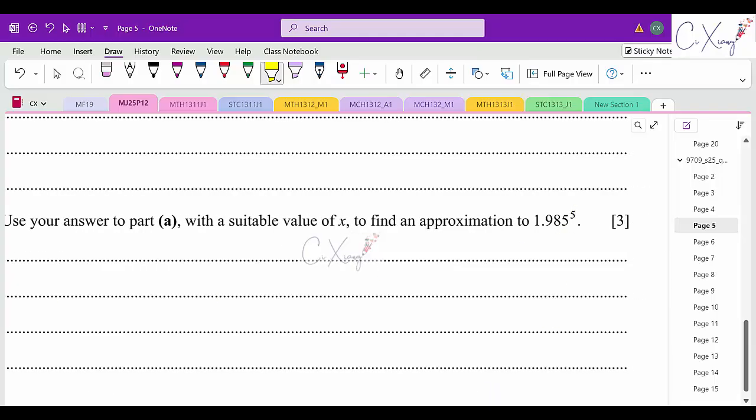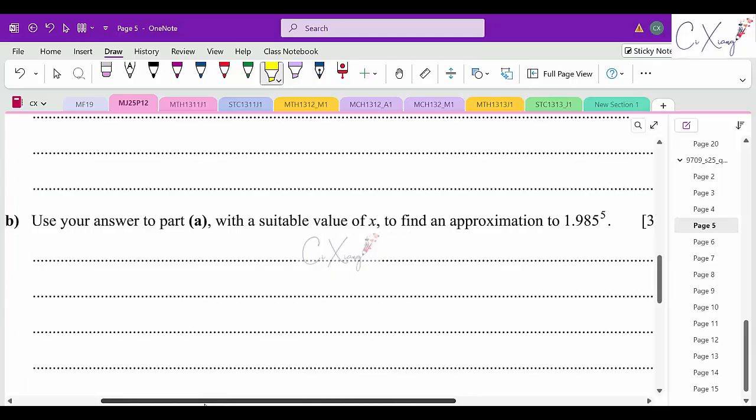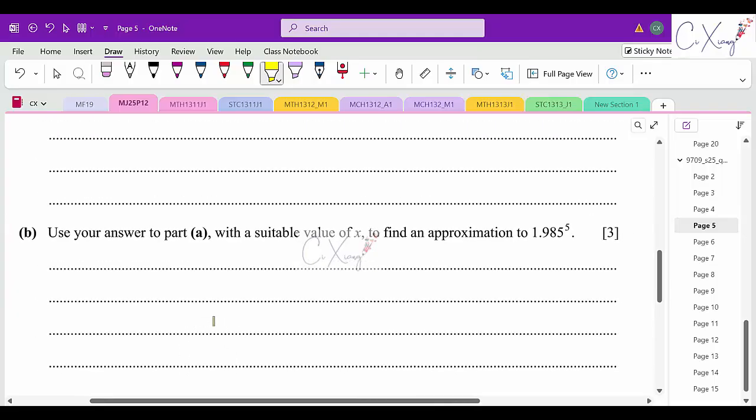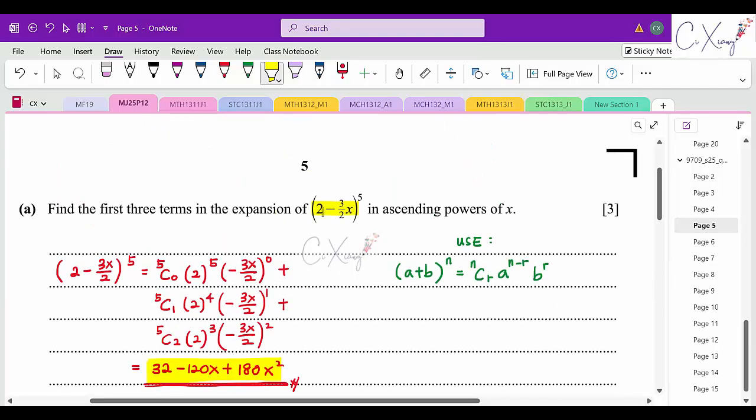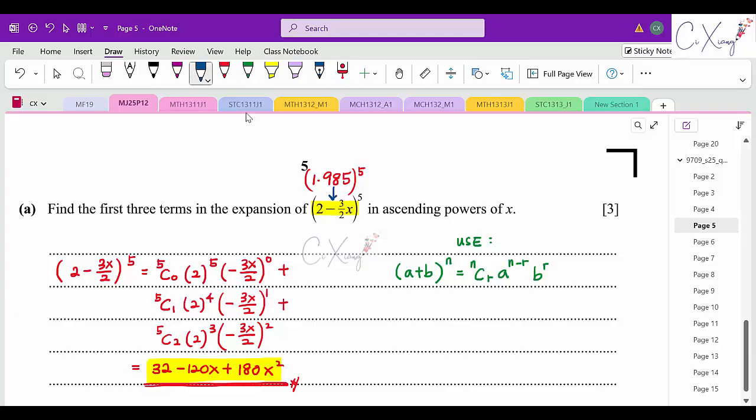1.985 power 5. And for this question, they already give you a very obvious hint. You need to use your answer in part A. So we are trying to link the value here, 1.985 power 5, with what I have in part A. They are asking for 1.985 power 5, right? If you compare this one, you have both power 5 outside, so you can directly compare. The 1.985 should be equal to 2 minus 3x over 2.